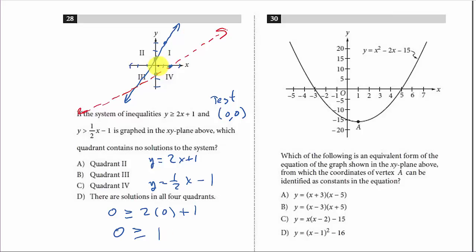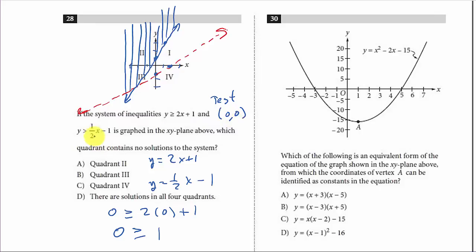And so I chose the point over here. See, 0, 0 is down here. And when I plugged it in, that gave me a false statement. So that means I have to shade this part in. And I'm just going to shade it with straight lines. I'm not going to shade it in solid.